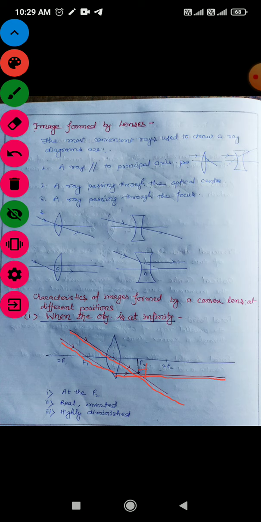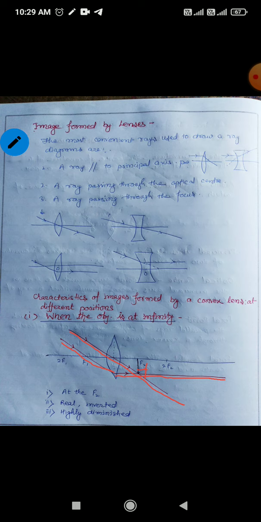So in this case, students, the first property is that the image will form at focus F2. You can see here, in this whole place it is forming. So it will form at the focus.